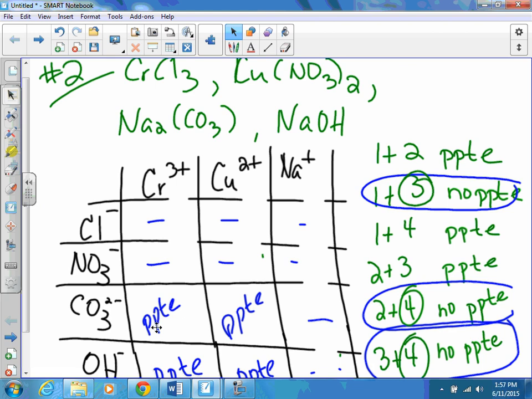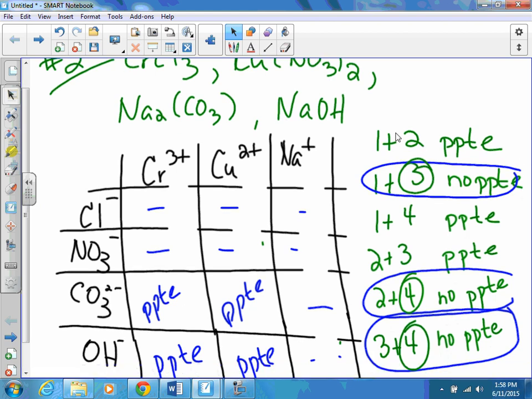Okay? So I move on down the column. I also note that this Na2CO3, carbonates like to precipitate. Okay? So this wants to precipitate. It can also precipitate with copper, but it will not precipitate with Na. So it won't precipitate with this one. Okay? So this one will precipitate with 2 out of the 3. Which one on this side precipitates with 2, but not the 3?